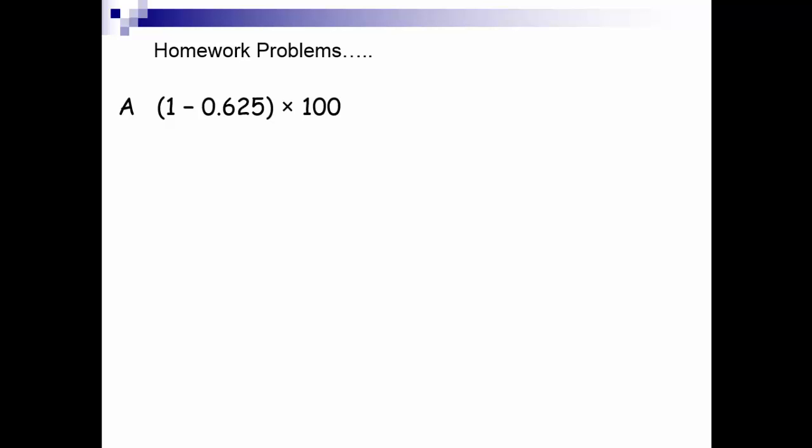For homework, the first one you had was, within parentheses, 1 minus 0.625, and then times 100. I'm going to do my scrap work off to the side. First of all, I have to do 1 minus 0.625. I have to keep in mind that I have to line up my decimal points to subtract. So we'll make that a 0, we'll make that one a 10.